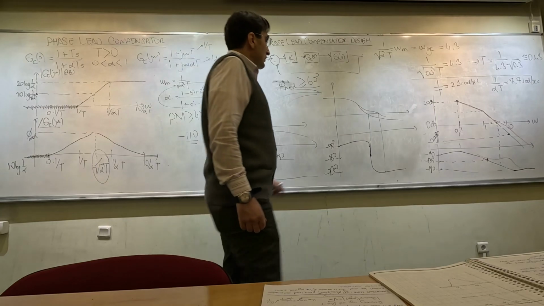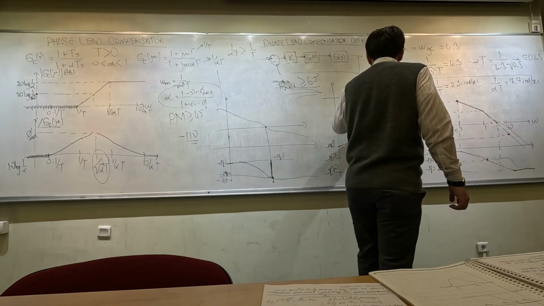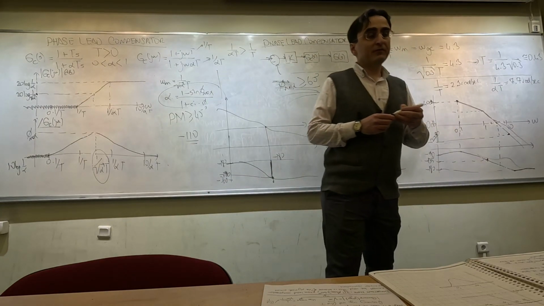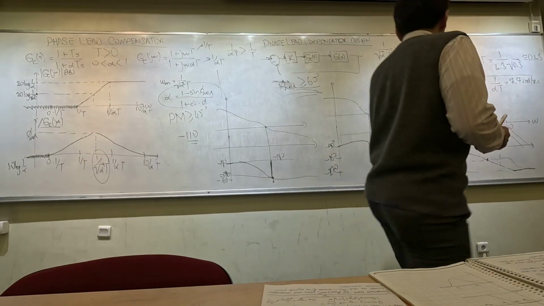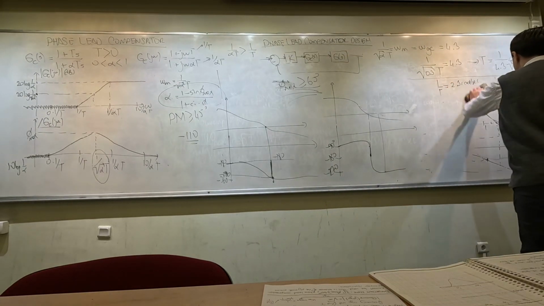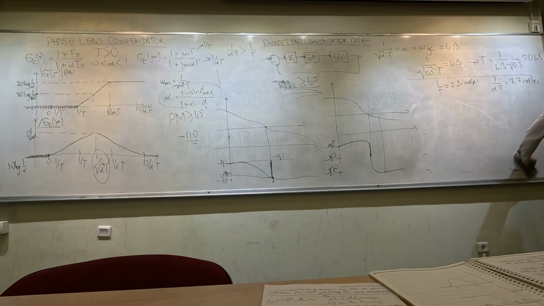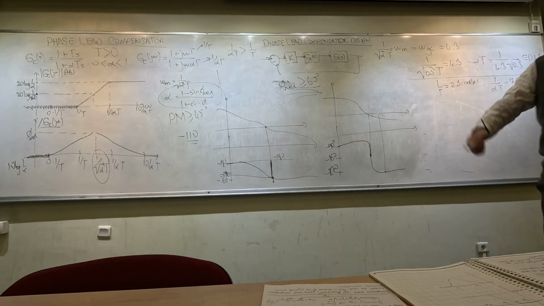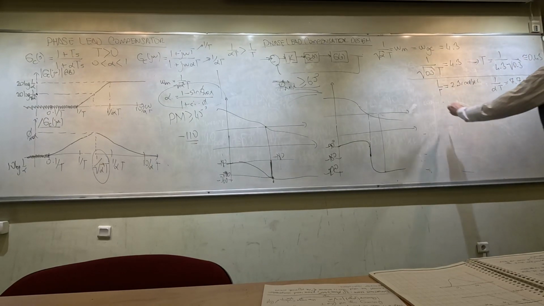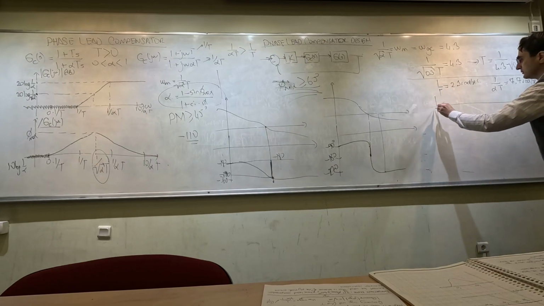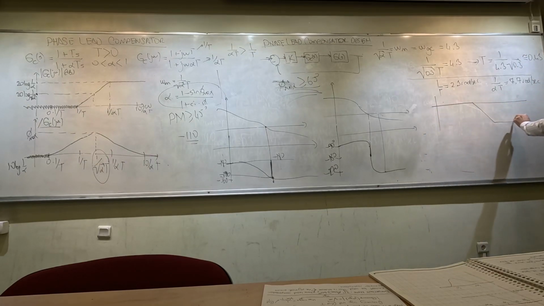Okay? So now, what would happen if I had the following type of compensator? Instead of a phase lead compensator, I multiply everything by minus 1. Okay? Suppose that I have something like this.